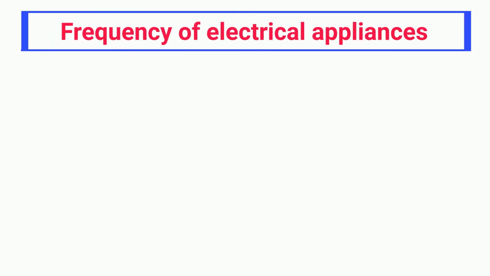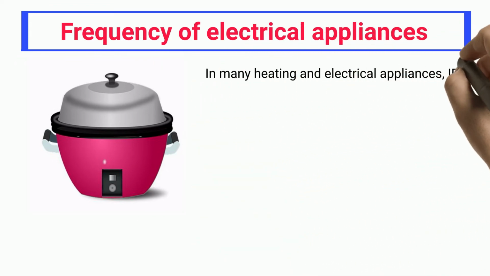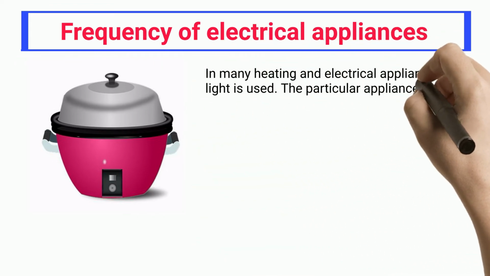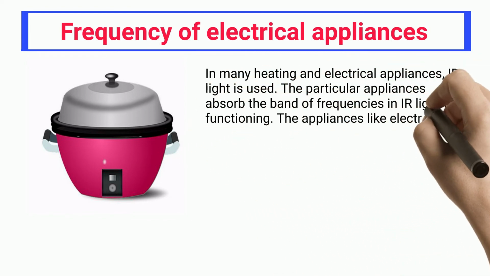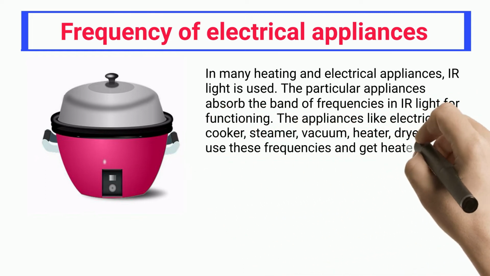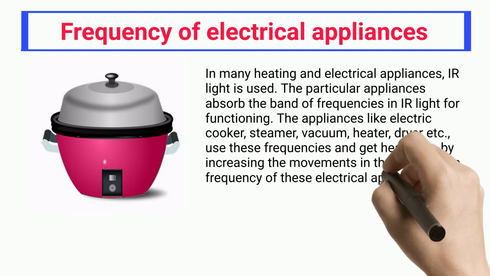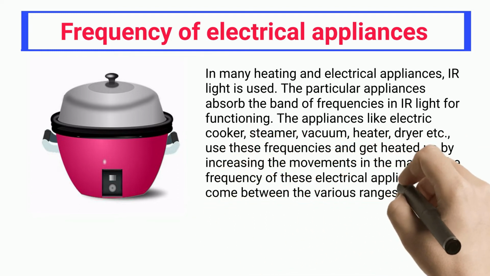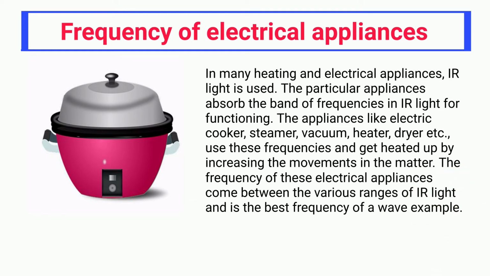Frequency of electrical appliances. In many heating and electrical appliances, IR light is used. The particular appliances absorb a band of frequencies in IR light for functioning. Appliances like the electric cooker, steamer, vacuum, heater, dryer, etc. use these frequencies and get heated up by increasing the movements in the matter. The frequency of these electrical appliances comes between the various ranges of IR light and is the best frequency of a wave example.